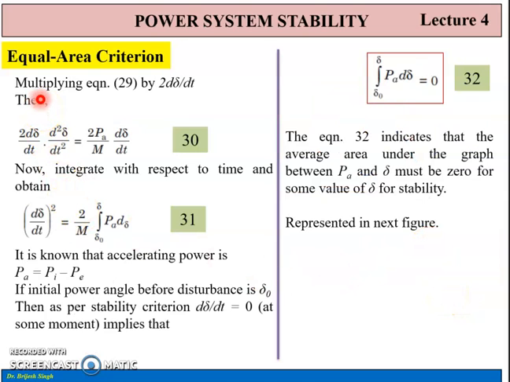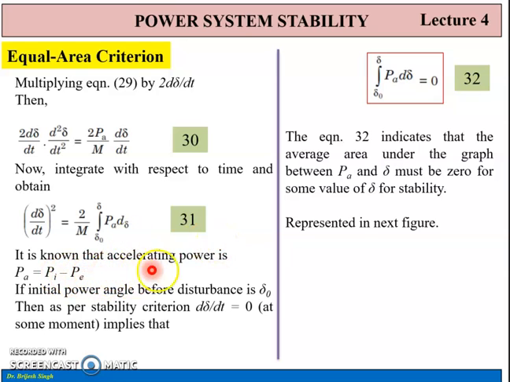Now multiplying equation number 29 with 2 d delta upon dt, we will get equation number 30. Now integrate with respect to time. If we integrate equation number 30 with respect to time, then we can obtain (d delta upon dt) square is equal to 2 by M integration delta 0 to delta, meaning the full load angle we have to cover, Pa d delta, which is equation number 31.